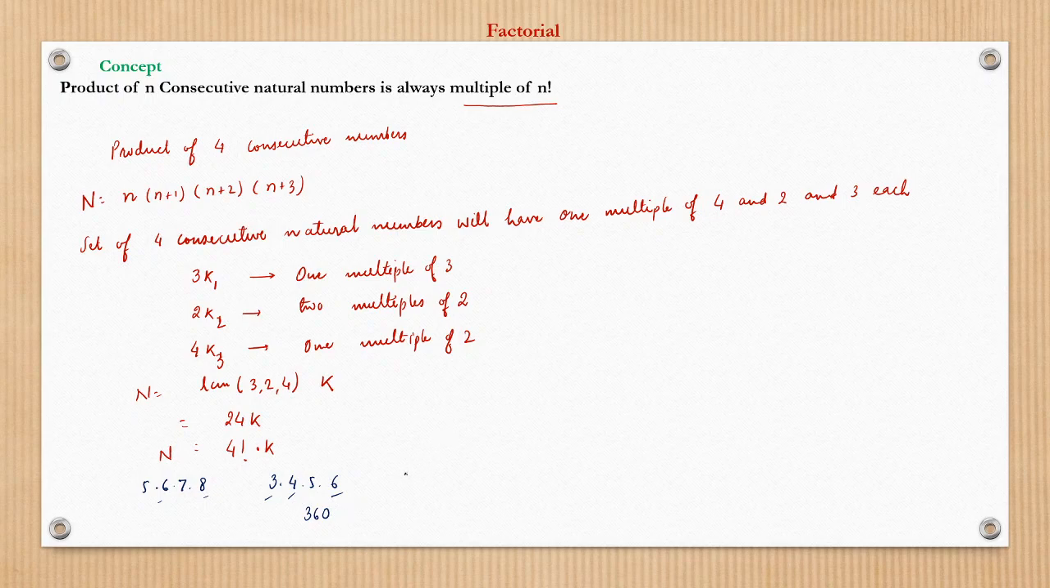Now if I take another example, say 4 into 5 into 6 into 7. This is nothing but 840. So this is also a multiple of 24. You may say there may be a multiple of 48 also, but that may not be necessary for all the cases. So that's what we are seeing with 3, 4, 5.